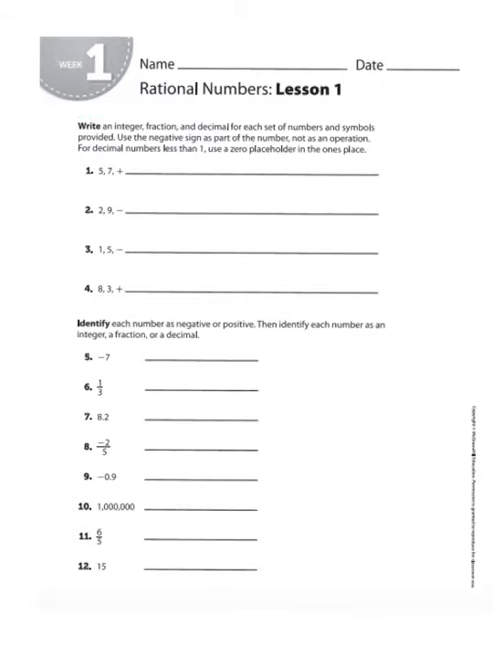All right, so on your practice page, you're going to do exactly what we just did in the book. So on 1 through 4, you're going to write an integer, fraction, and decimal for each set of symbols and numbers provided. And then you're going to use the negative sign or the positive sign that it tells you to. Okay, so let's do different. I'll do number 3 with you. So on number 3, there is a negative sign there. So all of my answers are going to be negative.